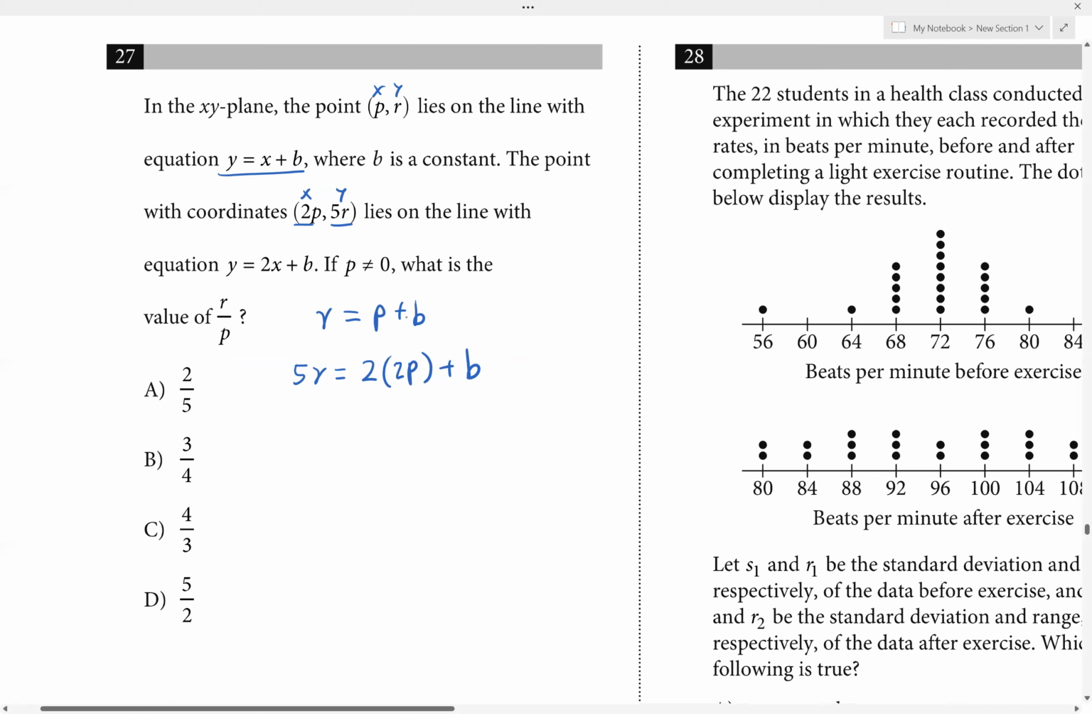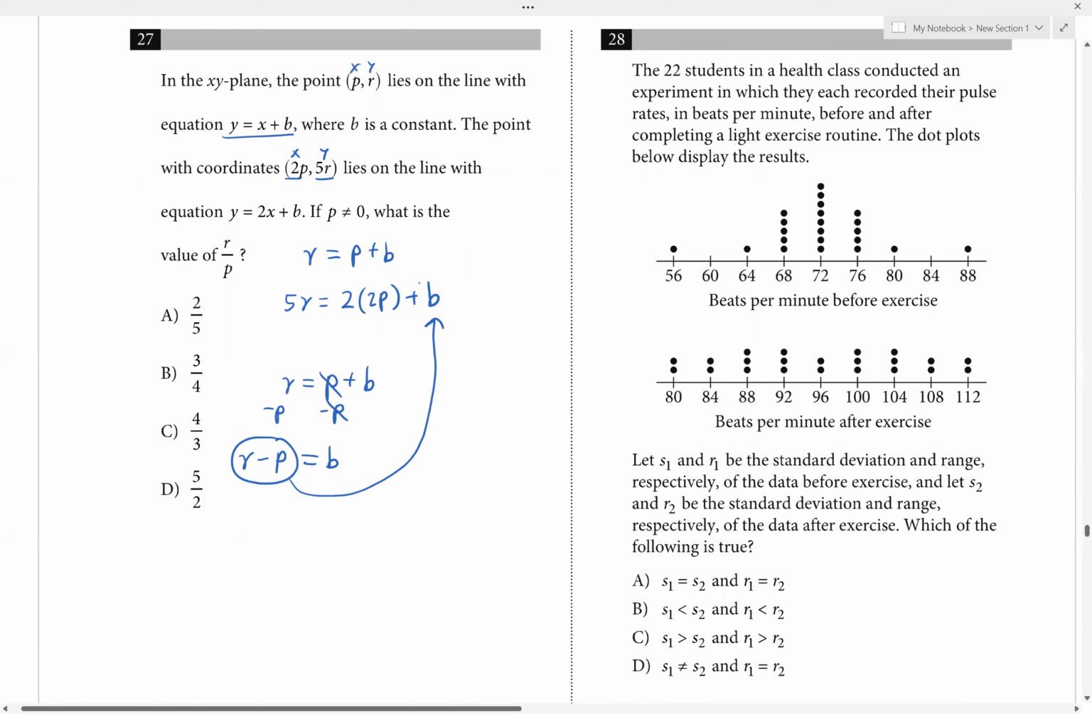So our first step is to rearrange the first equation and solve for b. We have r equals p plus b. We subtract p on both sides and get b equals r minus p. Then we can do a substitution. Let's substitute r minus p for b into the second equation. The second equation becomes 5r equals 2 times (2p plus r minus p), because we know that's what b equals.